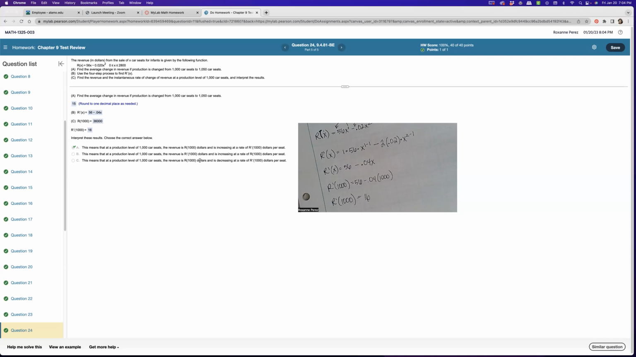So this part is correct. But then this part of the statement, it is decreasing at a rate of R prime evaluated at 1,000. Well, it's not decreasing because our value here is a positive value. So we know our revenue is increasing. So the only appropriate interpretation is A. The revenue is R evaluated at 1,000 and it is increasing at a rate of R prime because again, you have a positive value here. So the rate is increasing.